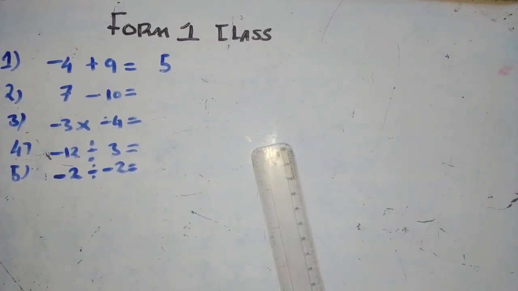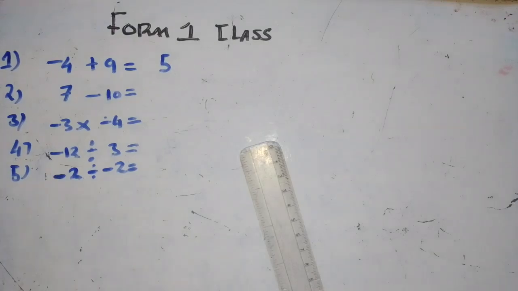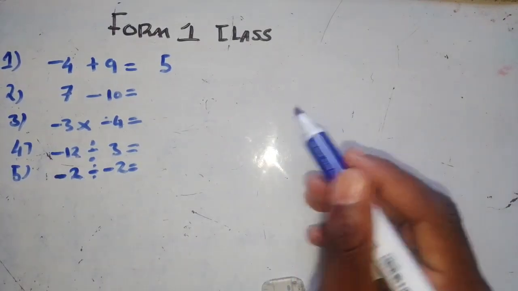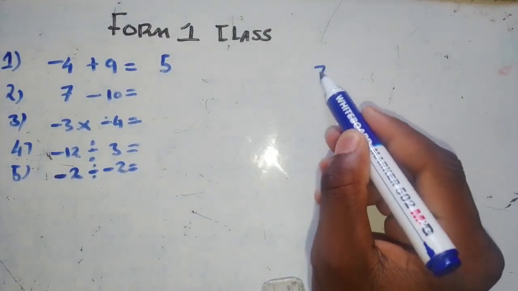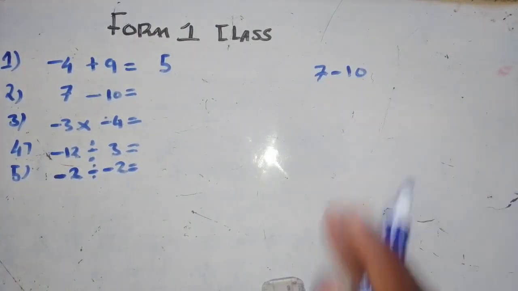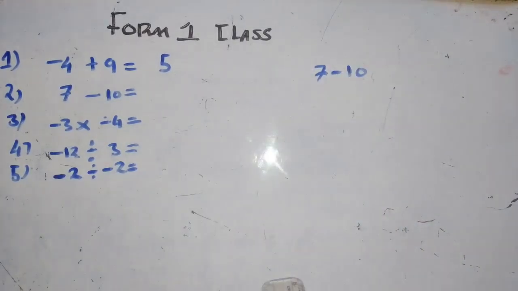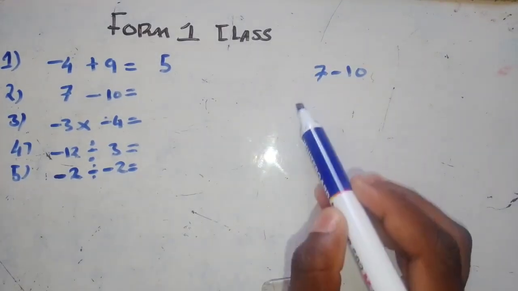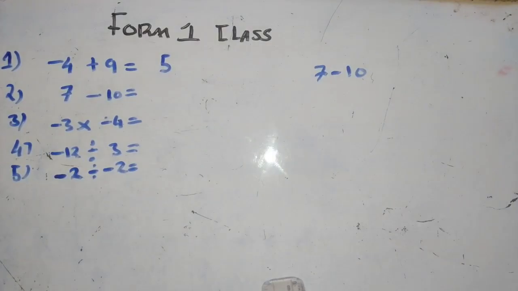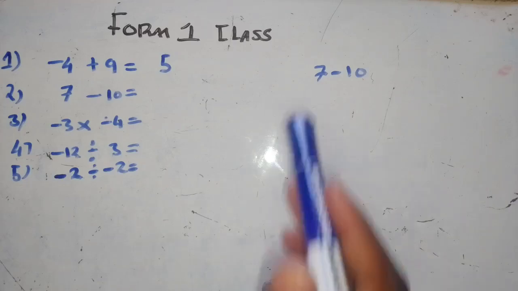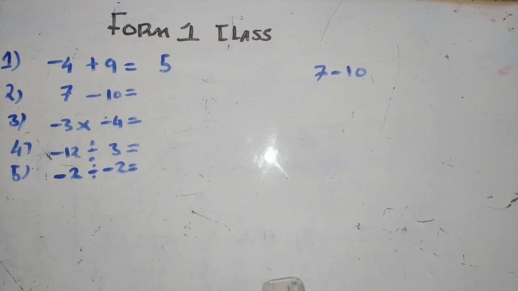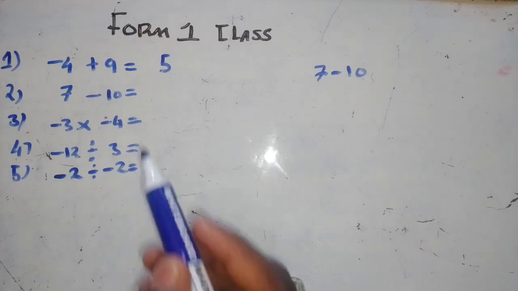So we proceed to question 2, which is 7 minus 10. If you see 7 here, 7 is a positive integer. It has a positive sign, we just don't show it. So always remember, when you're dealing with different signs, you subtract. Here we're going to subtract 7 minus 10. Okay, 7 minus 10, this will give you 3.